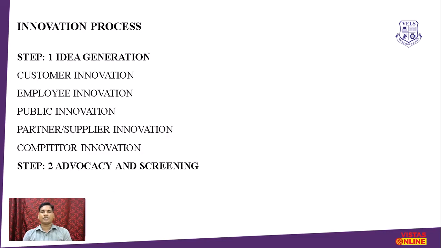Here is the innovation process. First one, idea generation. The idea generation is done by companies on behalf of us. Sometimes they will directly contact the customers, asking what kind of innovation you are expecting for the next generation. Based on the customer innovation, companies will start manufacturing the product. Based on employee innovation, they will come up with new ideas. Customers or employees will be using all our products.